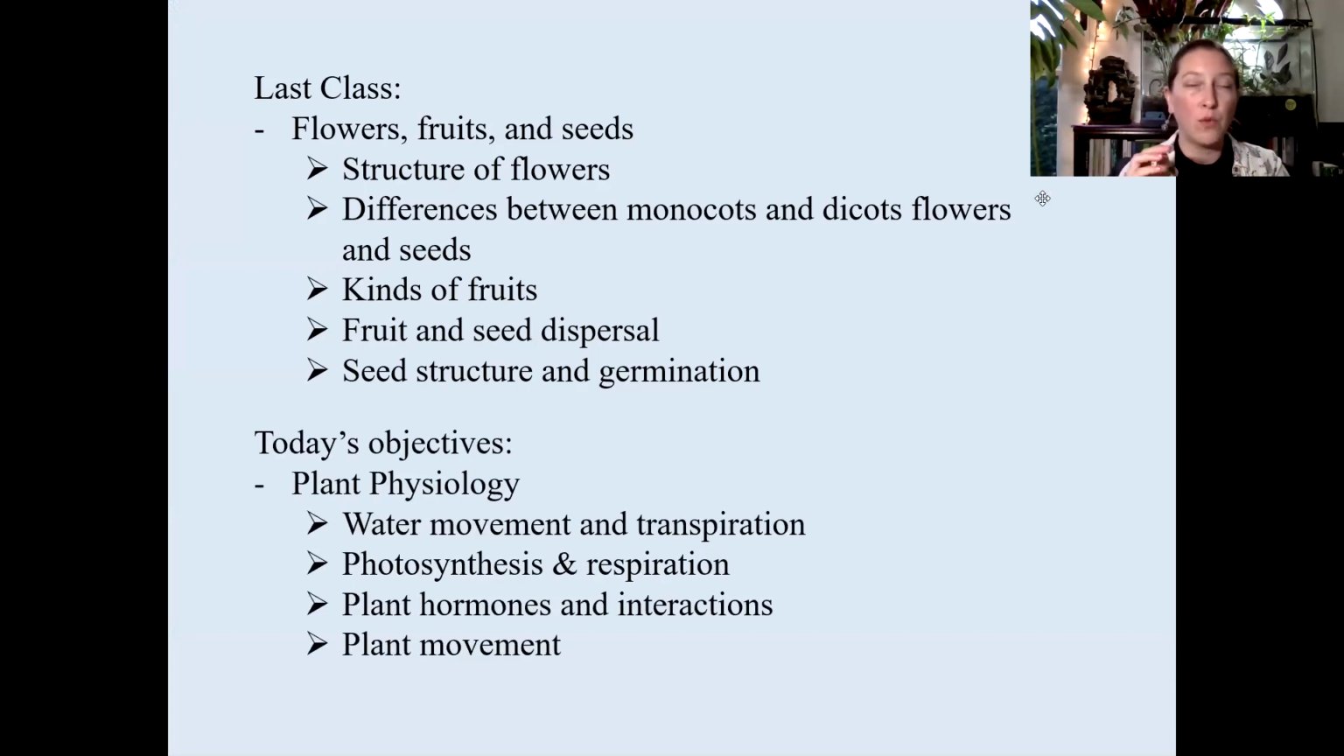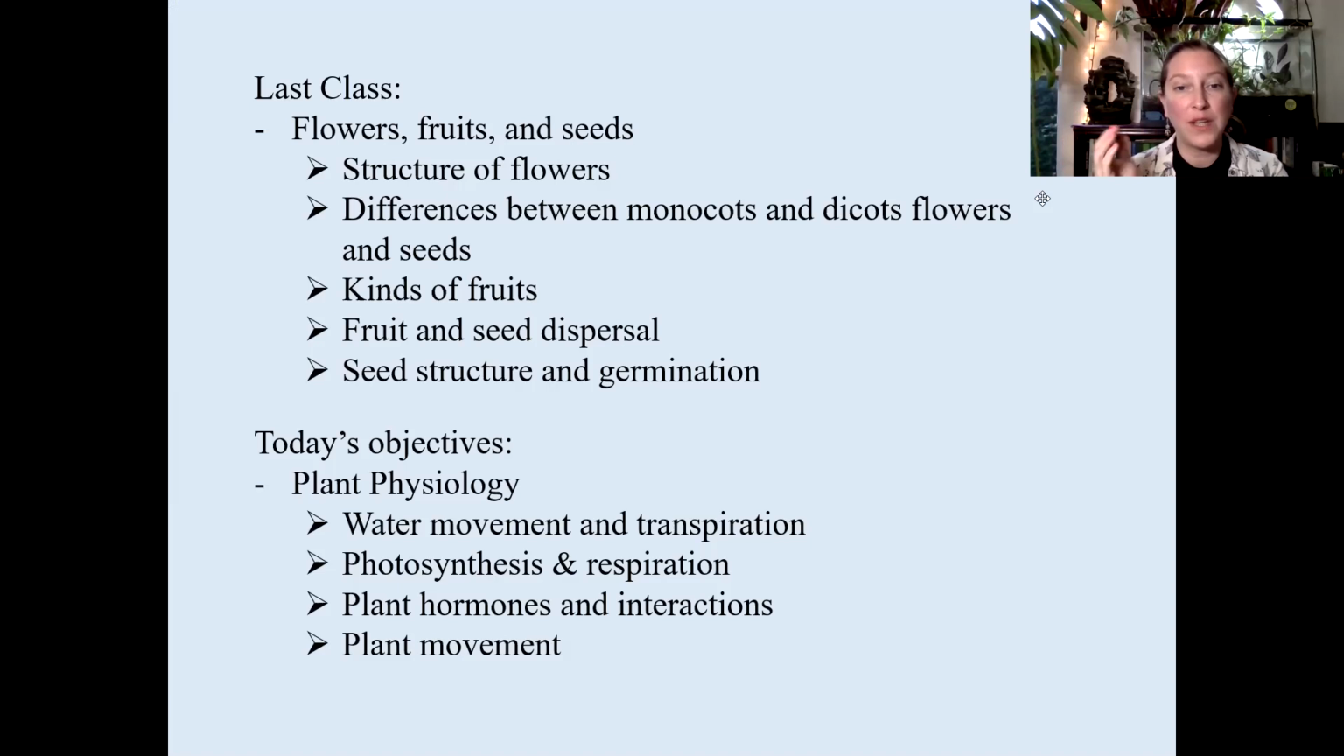So this is going to be a little bit more of a sciencey lecture than maybe some of the other ones. Or you might be thinking, they're all sciencey, I don't know why she keeps saying that. But we have the word physiology, so that there's an ology. So that automatically has a more science vibe to it.